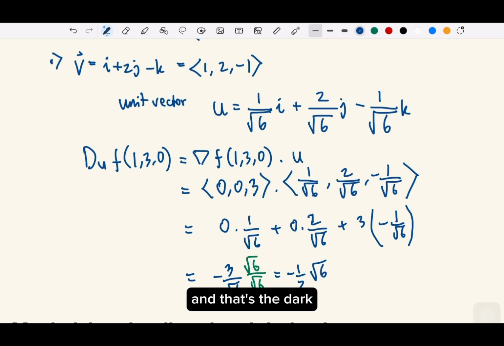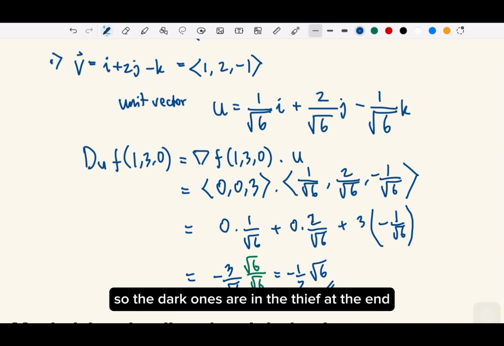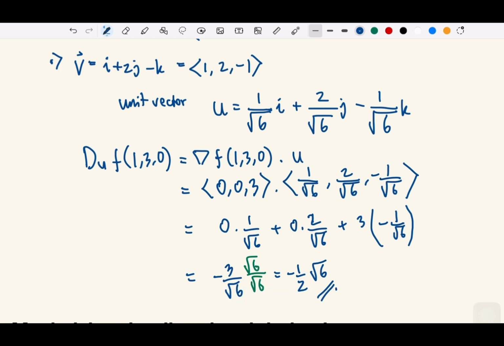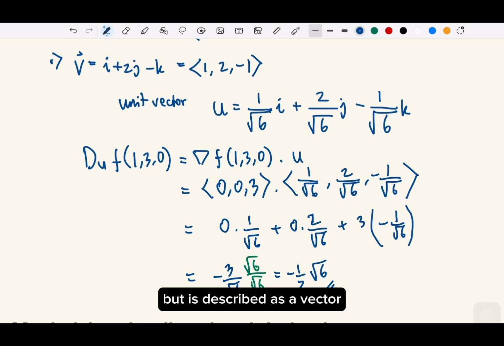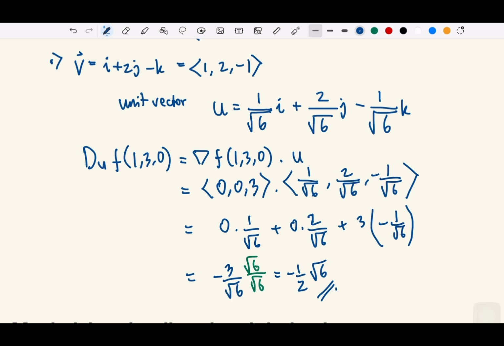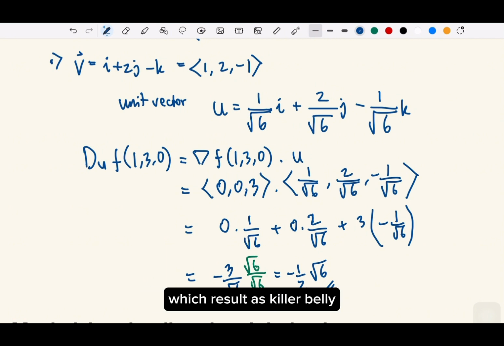And that's the directional derivative. The directional derivative at the end, the result is not a vector, but a scalar. It's described as a vector dot product with the unit vector, which results in a scalar value.